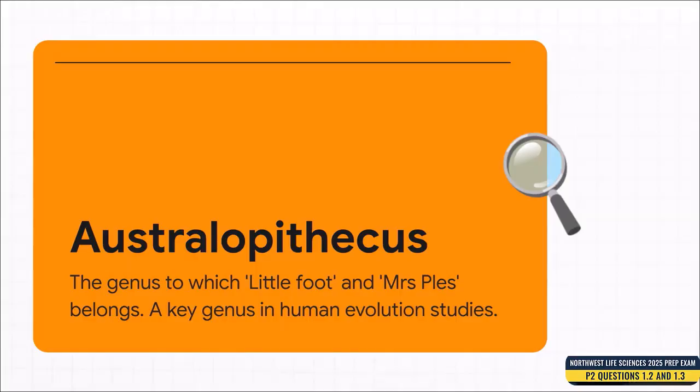All right, so imagine you see this on your exam paper. The keywords to lock onto are genus, Littlefoot, and Mrs. Ples. Instantly, that should trigger the word Australopithecus in your brain. When you connect a technical term to famous examples like these, it just sticks in your memory so much better.